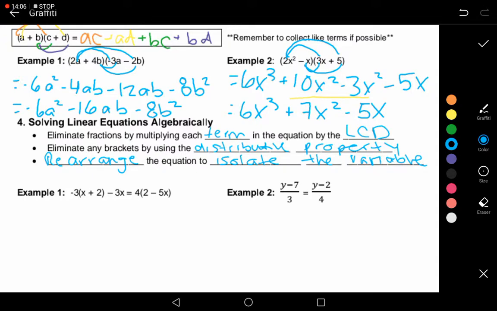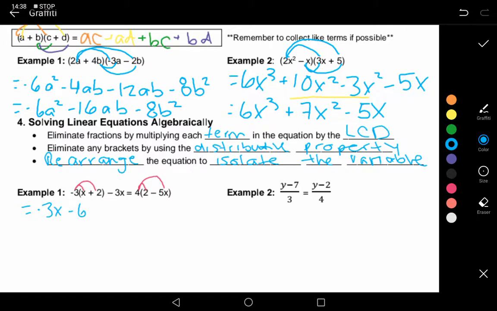So here we don't have any fractions, so we don't have to worry about multiplying by the lowest common denominator. We are going to move on to step 2, which is to use our distributive property. Again, distributing in this case the monomial to the binomial. So we have negative 3 times x, that's just going to give us negative 3x. Negative 3 times positive 2 is negative 6.